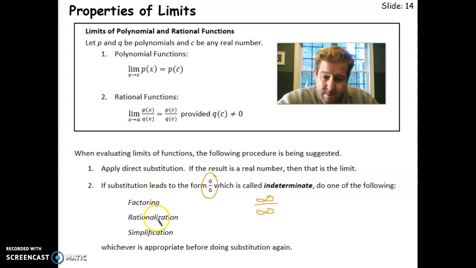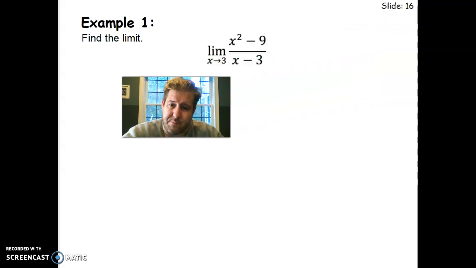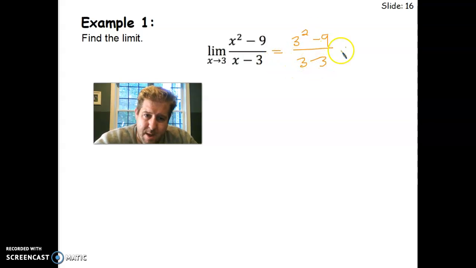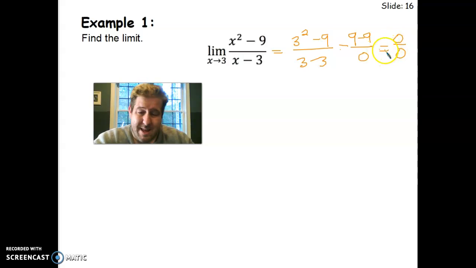So either by factoring, by doing rationalization or simplification, and there's some algebra tricks that we're going to use in order to solve those kinds of questions. All right, so looking at this first one, if I plug in 3 for x, that's 3 squared minus 9 over 3 minus 3. Now, when I simplify that, that becomes 9 minus 9 over 3 minus 3, which is 0 over 0. So this is an indeterminate.